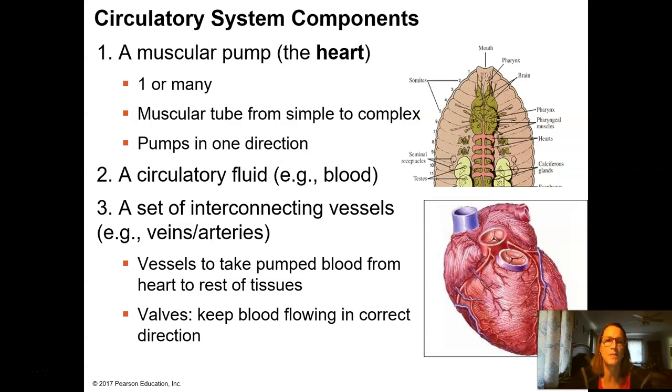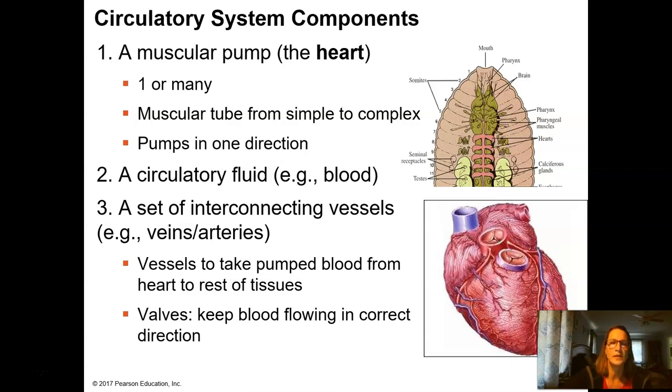Okay, so the main components of the circulatory system are a muscular pump, which is typically called the heart, a circulatory fluid, which for many species, at least the ones you're familiar with, is blood, and a set of interconnecting vessels, for example, veins and arteries. So if we go back to the heart, we typically think of an organism having only one heart, but some organisms can have multiple hearts. This is an earthworm, and you can see it's got 1, 2, 3, 4, 5 hearts. These all have the same function, but they have 5 and we have 1.